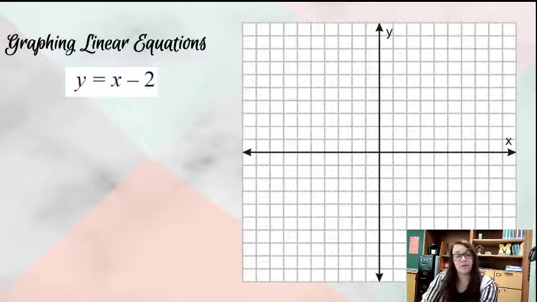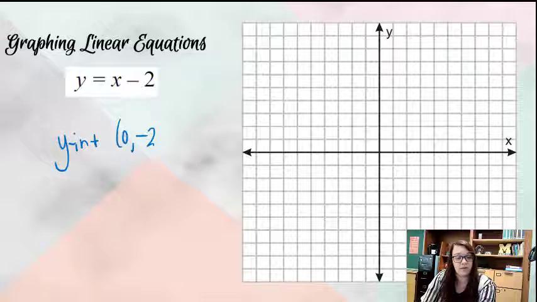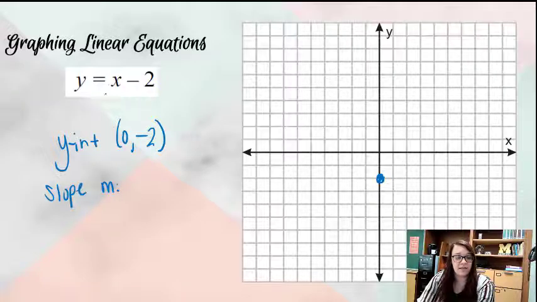x minus 2 is our equation. Our y-intercept is at -2. Don't forget the negative. So there's a point at 0, -2 here. And our slope, or m, in this case, is always the number in front of x. And there's no number there. In math, there's an invisible number that sits there. It is a 1. So our slope on this one is 1. I like to look at slope as a fraction, so I'm going to write it as 1 over 1.